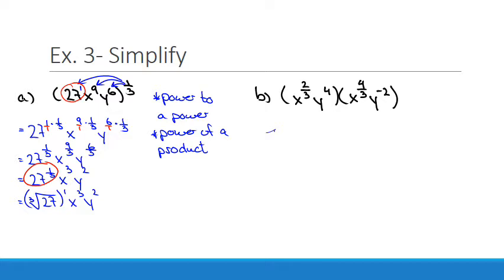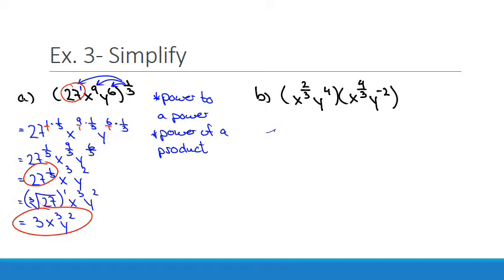What's the cube root of 27? 3. 3 raised to the first power is still 3. So I get 3 x cubed, y squared. So there's a lot going on in that question, but again, hopefully, seeing we identified the steps beforehand, it didn't seem so bad. Okay, B.